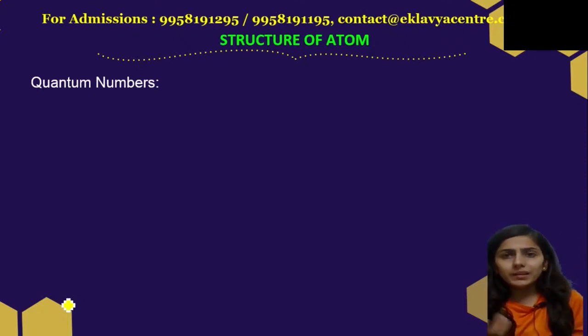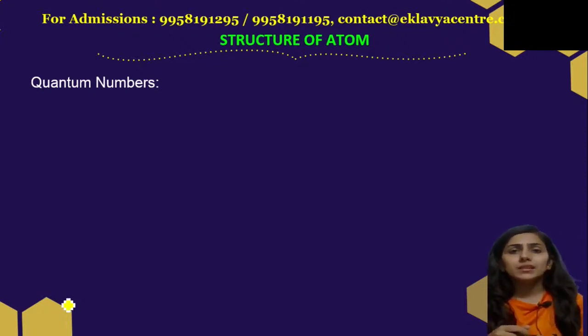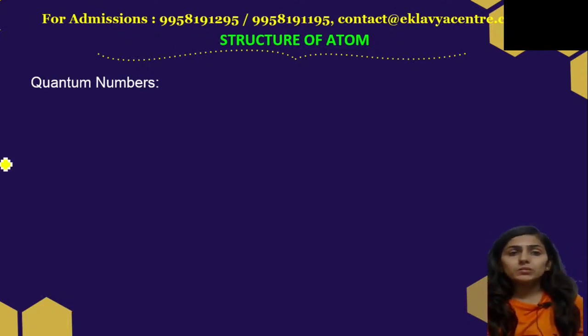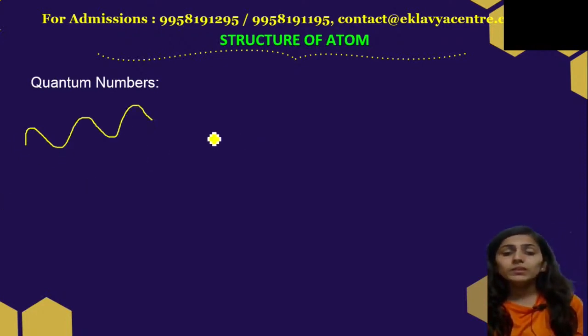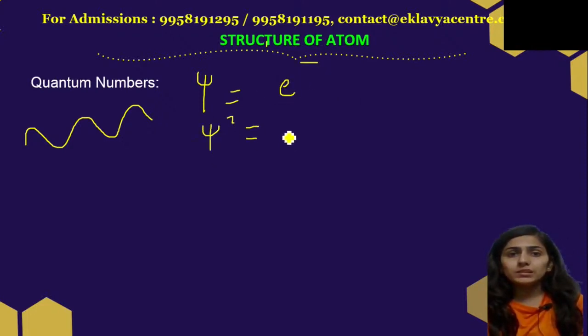Quantum numbers were discovered by Schrodinger, and he made a very big contribution to the discovery of the atom. Why? Because he took into consideration the wave nature of the electron. That is why he gave a wave function, psi, which tells us about the electron.